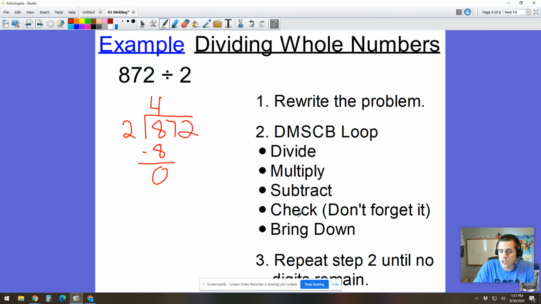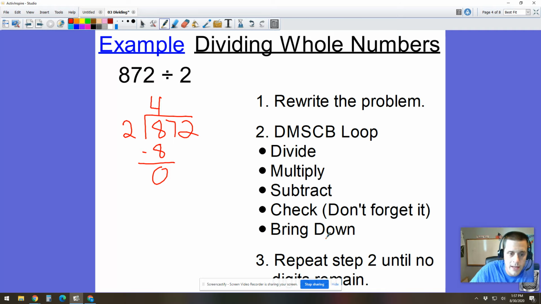Next, C for check. Please don't forget this step. It's a great way to make sure you're doing your division correctly so far. Always check. This difference must be less than the divisor. If you get a value after you subtract that is equal to or larger than your divisor, it means you made an error somewhere in your math and you need to go back and check it out. Right now I have a 0, which is definitely less than 2, so I'm good to go to move on to the final step here, B for bring down.